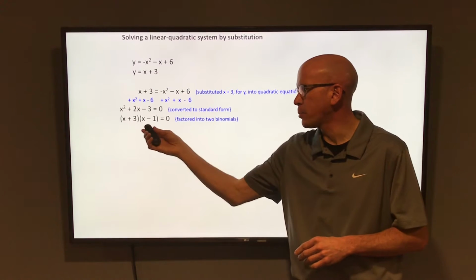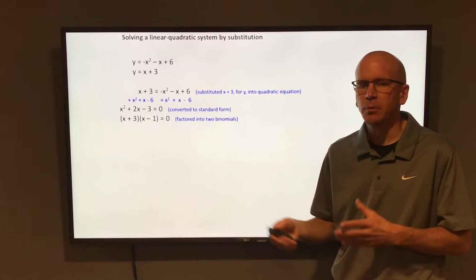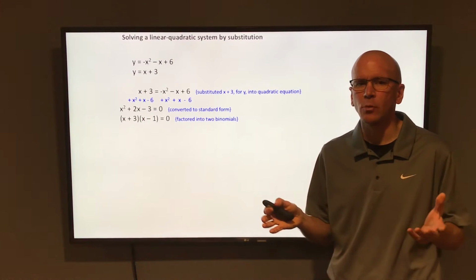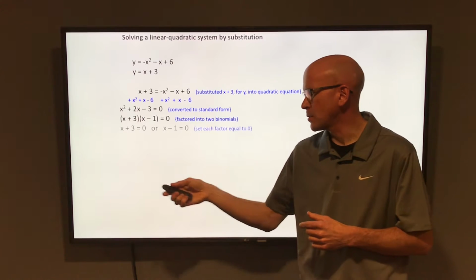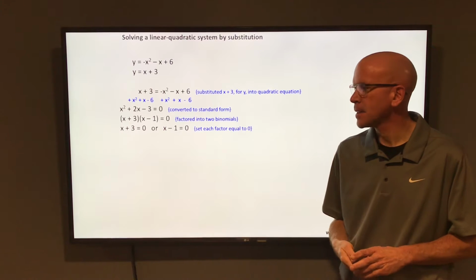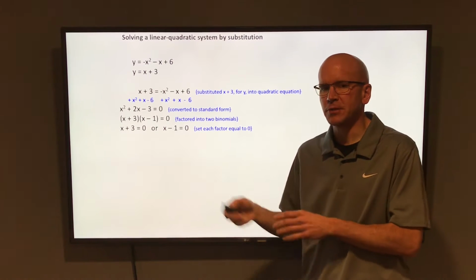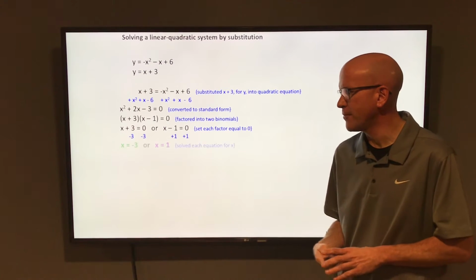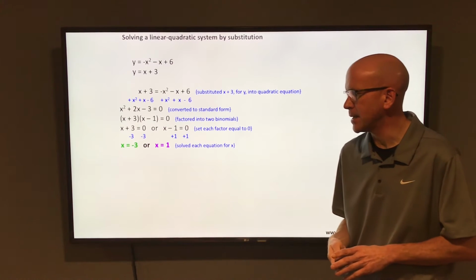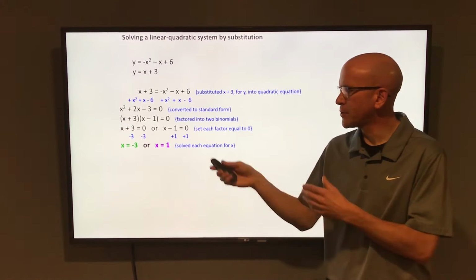Now those two multiply together to equal 0. So if they multiply together to equal 0, that means you could set each one equal to 0 because either one could be equal to 0. So x plus 3 could be 0 or x minus 1 could be 0. Now you have two simple equations that you can solve for x. For the first one, subtract 3 from each side to get x equals negative 3, and for the second one, add 1 to both sides to get x equals 1. So we have two values for x.